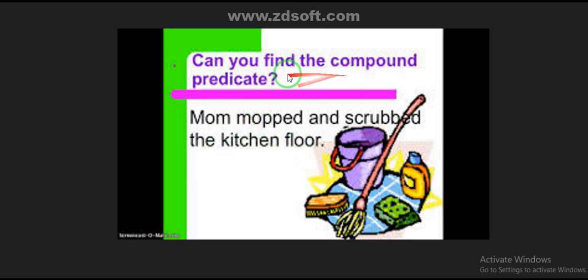Where's the compound predicate? The compound predicate means we have two predicates, two verbs. We have mopped and scrubbed. And how did we combine them? We combine them with and. So when we combine two predicates, two verbs with and, this is compound predicate because we have two predicates. Mopped and scrubbed means she mopped the floor and scrubbed the floor, cleaned the floor. So mopped and scrubbed is the compound predicate, okay? Because they are two verbs, two predicates. And how did we combine them? We combined them with and.